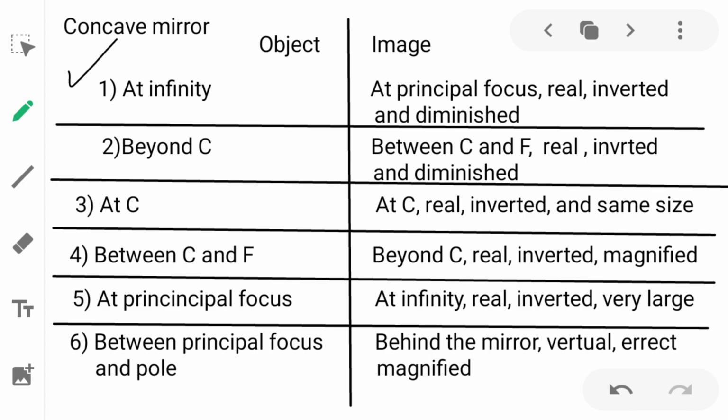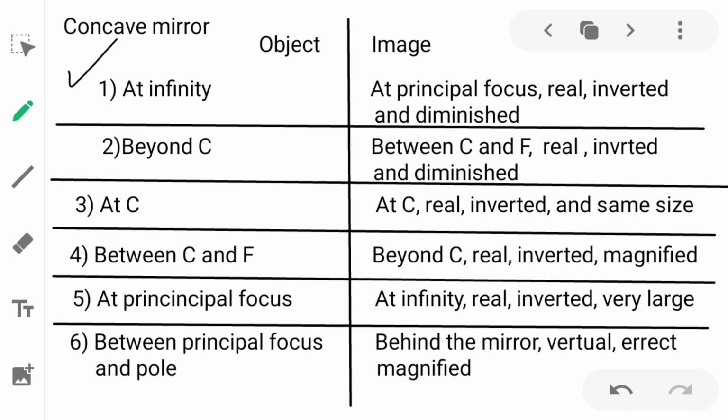Now when these parallel rays are incident on a mirror, obviously they are going to meet at the principal focus according to the definition of principal focus. How to get the parallel rays? By placing the object at infinity. So when the object is at infinity, the image is formed at the principal focus, which will be real, inverted and smaller in size, nothing but diminished.